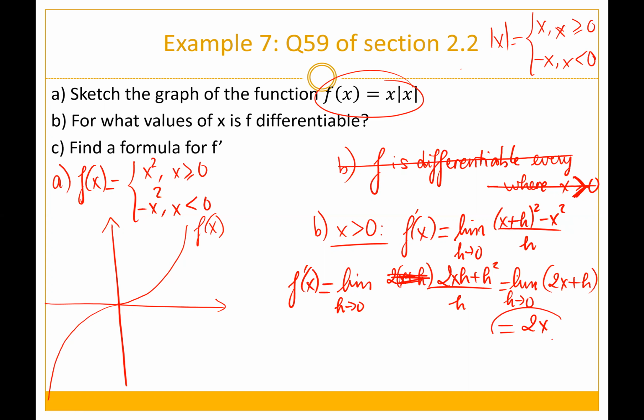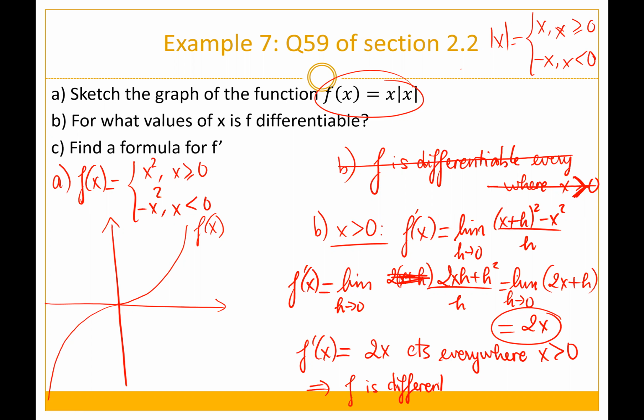And this is a polynomial. So f prime of x is a polynomial and is continuous everywhere that x is bigger than 0. So we have that f is differentiable. F is differentiable on a region when f prime of x exists for every single point and is continuous. So we can conclude that f is differentiable on x bigger than 0, so the interval of x bigger than 0.